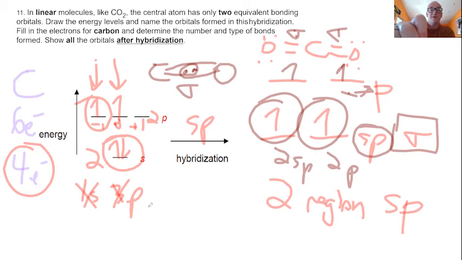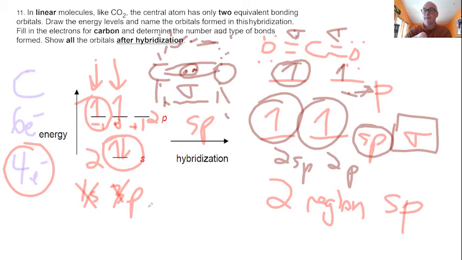The p orbitals are at these 90-degree angles, so I get some overlap above and some overlap below. It's not nearly as strong as two electrons that are directly between the two atoms. So this p electron and this p electron both form pi bonds. One of them forms this pi bond, and the other one forms that pi bond.